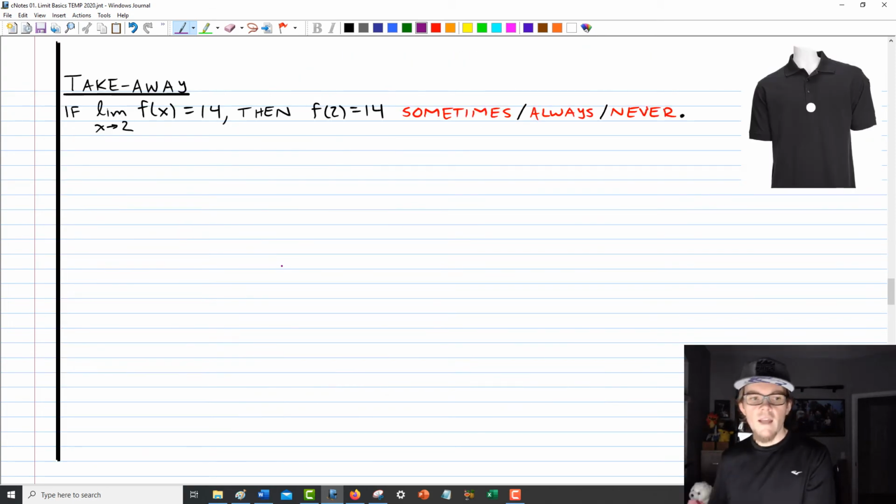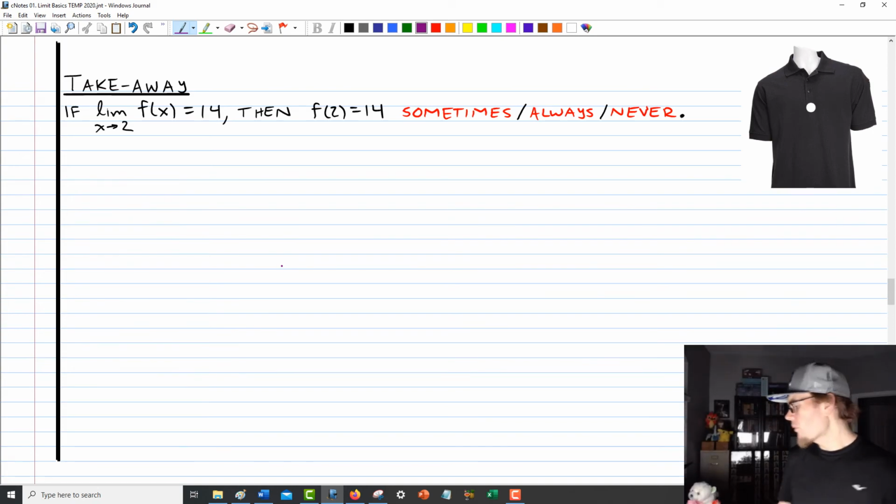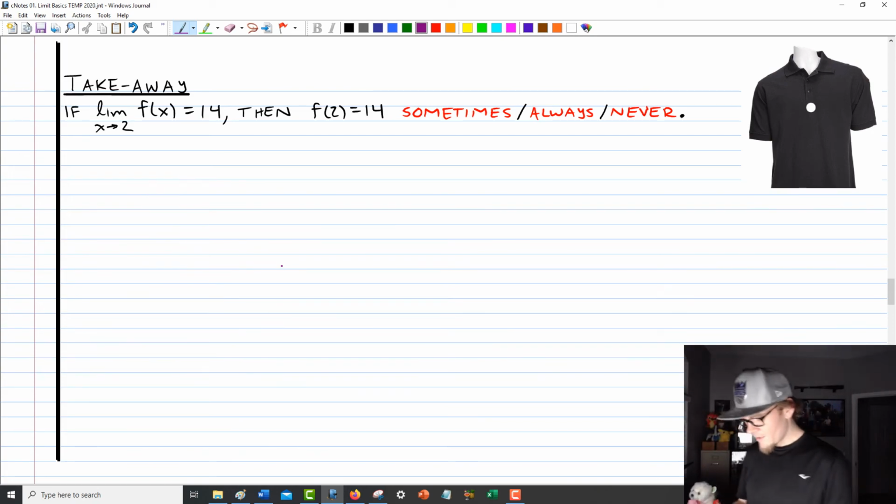So now having said that, this last little bit is just a takeaway that I want to throw in there. And to help me with that, I'm going to decorate my shirt really fast with some really old double stick tape, I think.